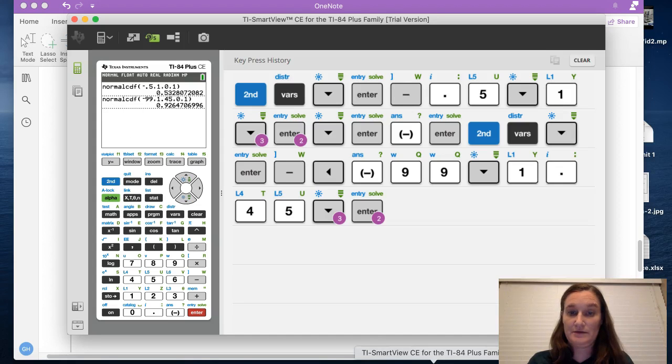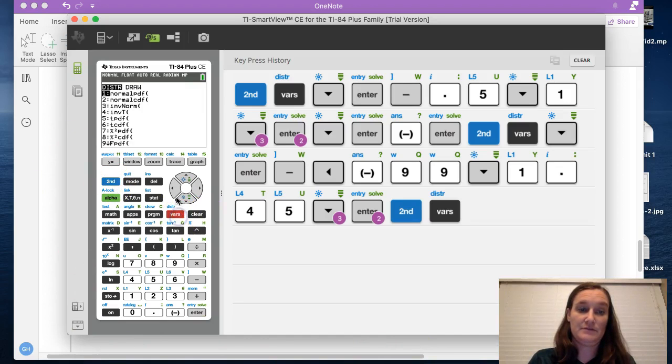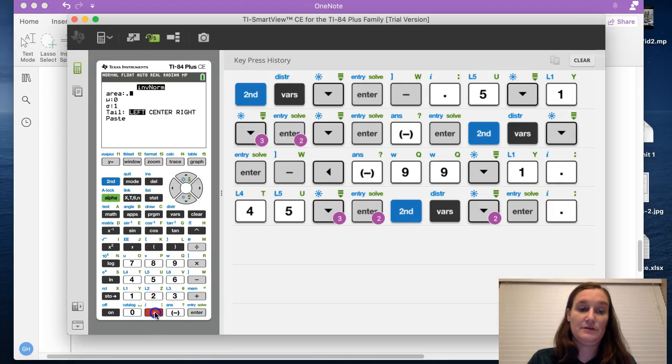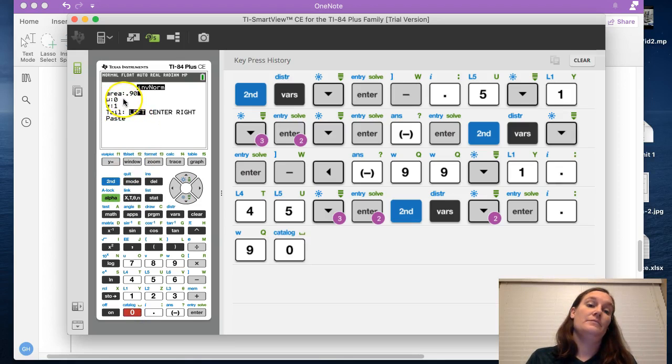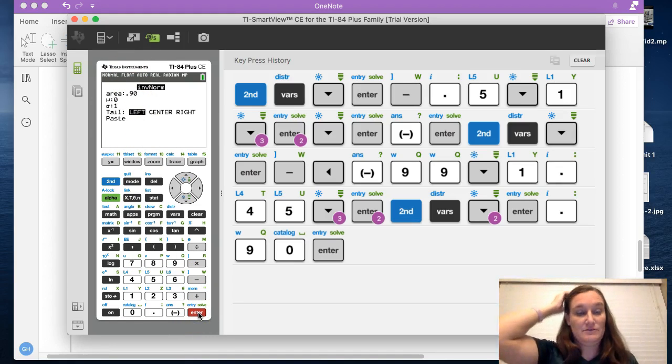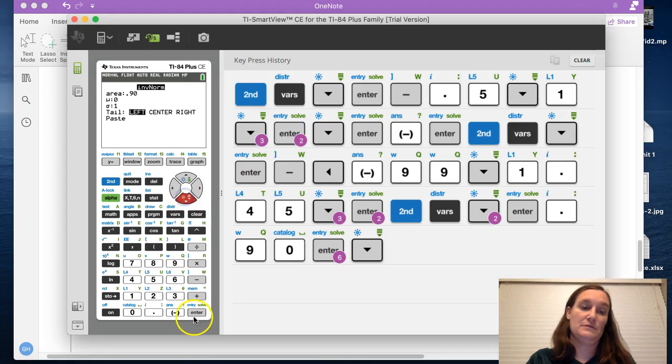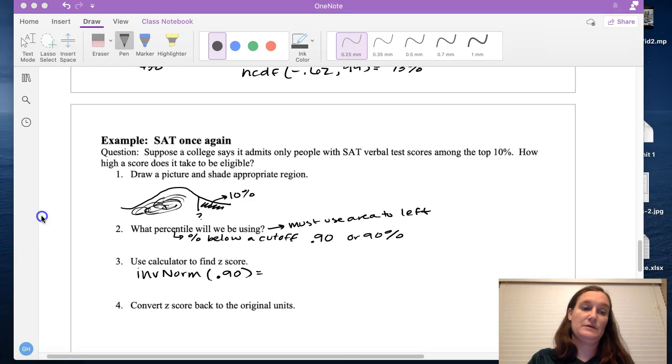Let me show you that. So inverse norm is in the same place as Normalcdf, second vars. It is number 3. And your area you're going to type in is 0.90. It defaults to 0, 1, and left. I would prefer that you leave it that way and just use the area to the left. All right, if you want to figure out how to do it, otherwise you can, I suppose. Oops, there we go. And press enter, and it's 1.28.